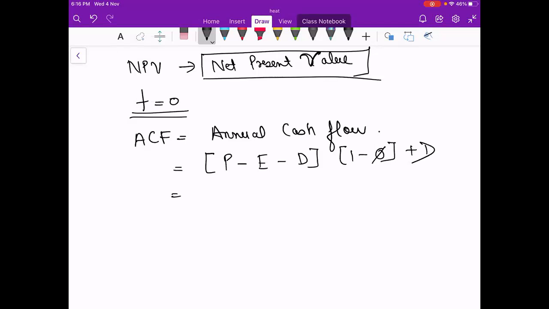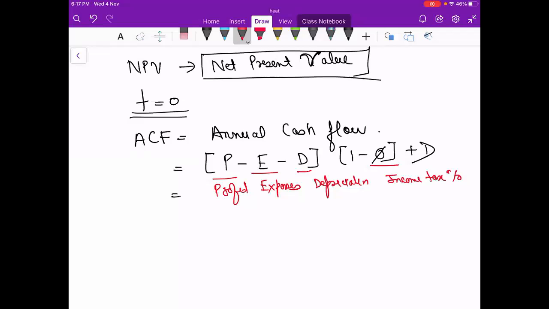So basically what is P here? P is profit. E is expenses. D is depreciation. And t is the income tax percentage. Okay, so this we have done for the system.